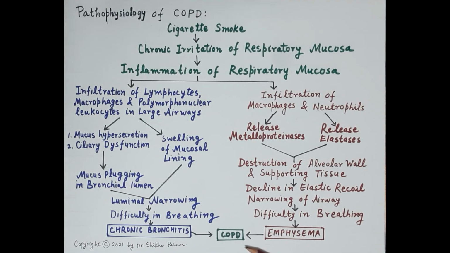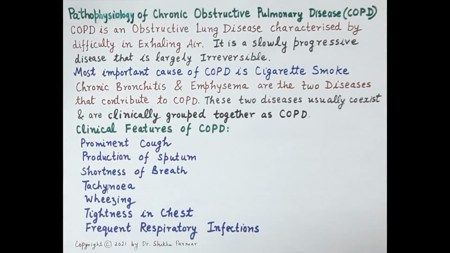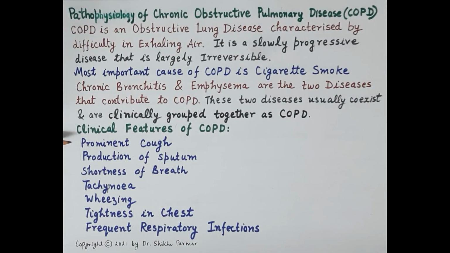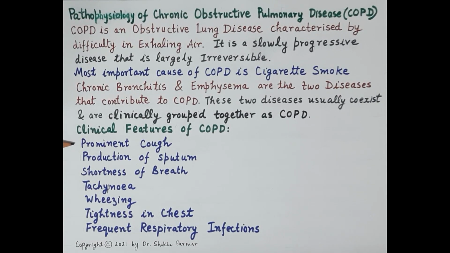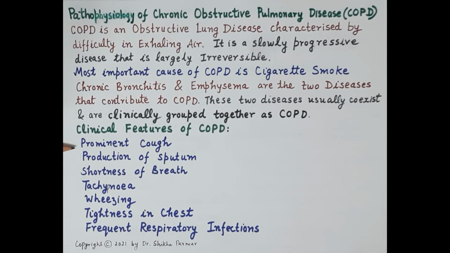Now, let's talk about the clinical symptoms of COPD. The clinical features of chronic obstructive pulmonary disease: first is a prominent cough. As we know, there is mucociliary dysfunction, mucus is not cleared from the bronchial lumen, and that results in the prominent cough. The person tries to remove the mucus with the help of the cough reflex.